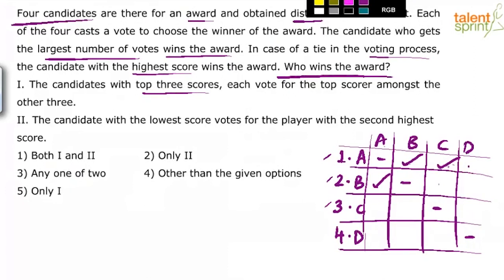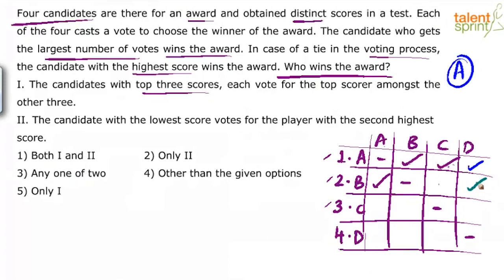Case number 1. Let's assume D votes for A. If D votes for A, automatically A is the winner because A has got 3 votes. So A becomes the winner, right? Let's take case number 2. Let's assume D votes for B. What happens if D votes for B?